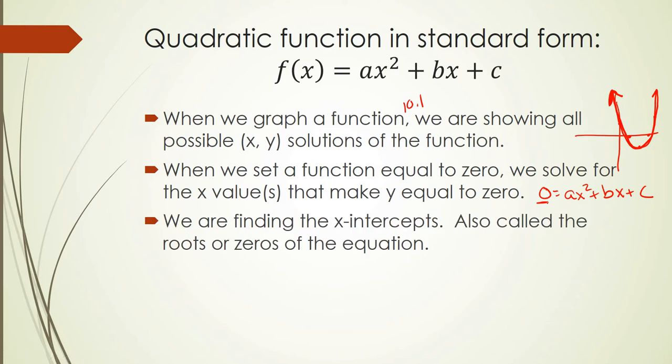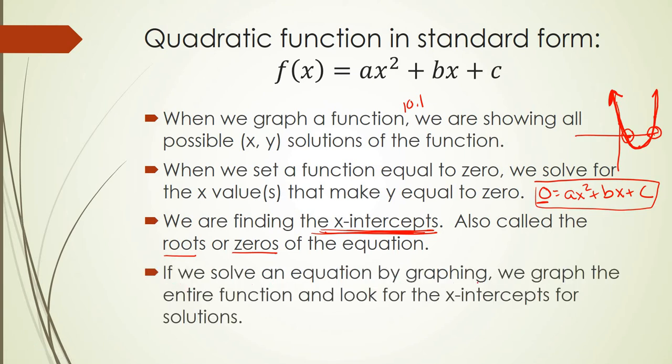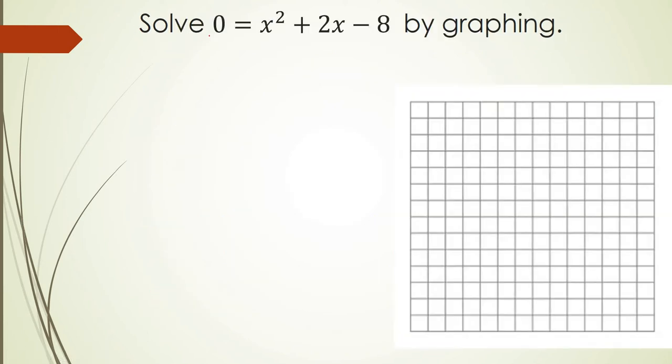As we learned with our linear equations, when you set y equal to 0 and you solve for x, we are finding the x-intercepts. So this quadratic set equal to 0, when I find these 2 points, the values of x that make y 0, those are my x-intercepts. We also call these the roots or the zeros of the equation. So if we solve an equation by graphing, we graph the entire function and then look for the x-intercepts for our solutions. All right, let's try one together.